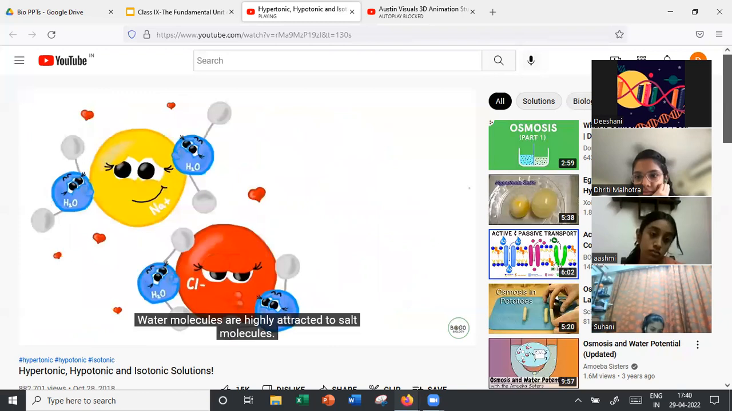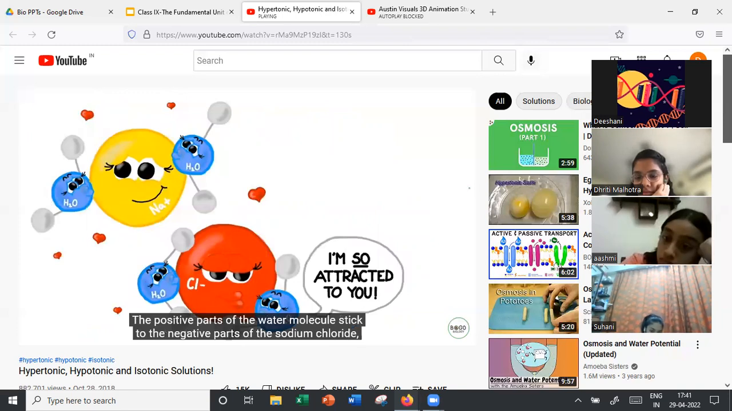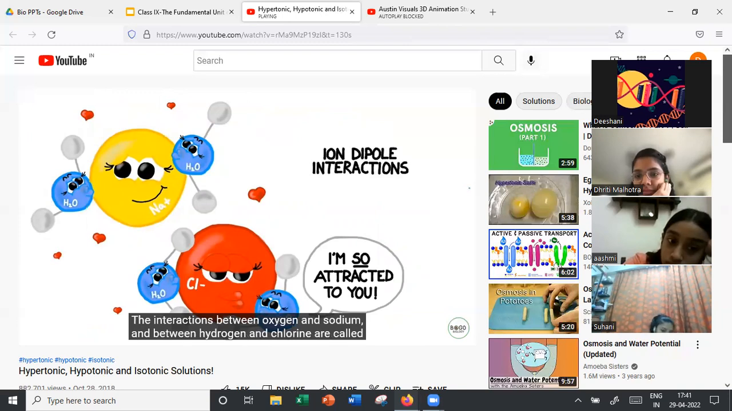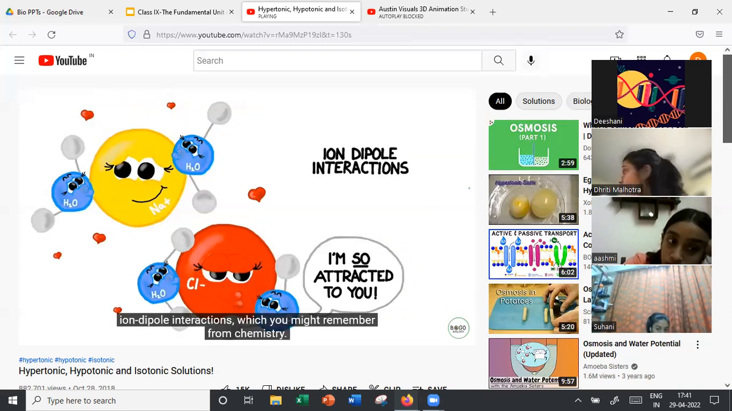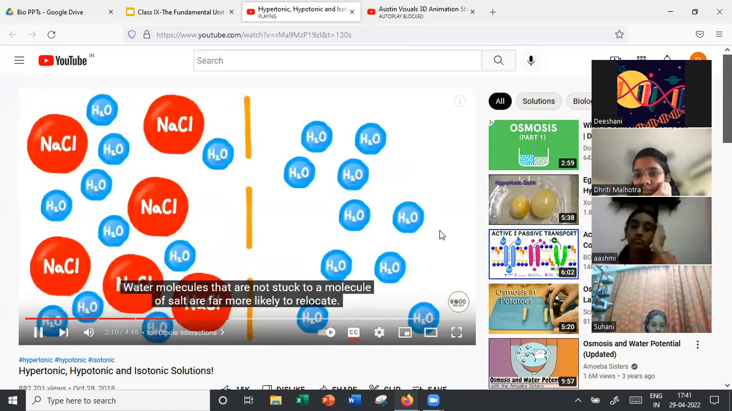Water molecules are highly attracted to salt molecules. They cluster around salt and really don't want to move. The positive parts of the water molecule stick to the negative parts of the sodium chloride, and vice versa. The interactions between oxygen and sodium and between hydrogen and chlorine are called ion-dipole interactions. Water molecules not stuck to a molecule of salt are far more likely to relocate.